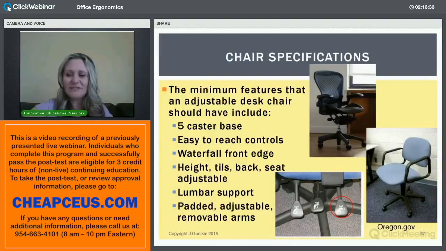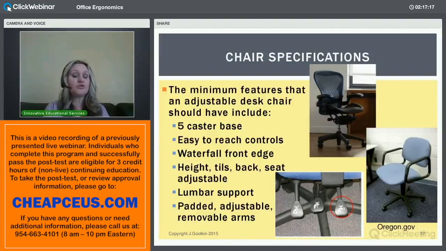So let's first start with the seating. First place, right? When we look at the chair specifications, there are many different types of chairs out there. At minimum, you want the chair to have a 5-caster base. Some chairs only have 4 casters, and what they found is that with 4 or fewer legs, the chair is more prone to tipping, and it requires more balance or a quick response from someone in order to restabilize that chair. Let's say they were reaching over to do filing, or trying to wheel it to another area of the office to get something. So you really want a 5-caster base.